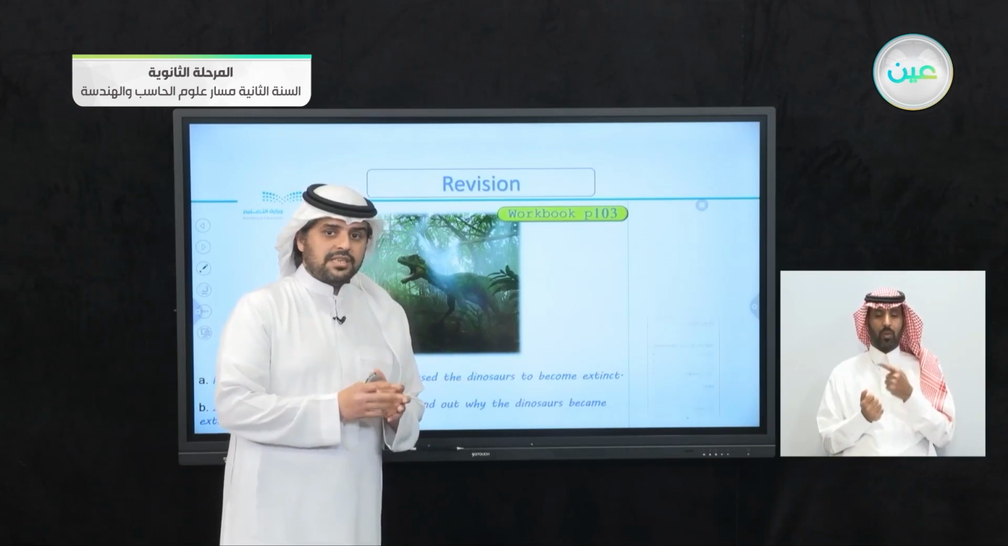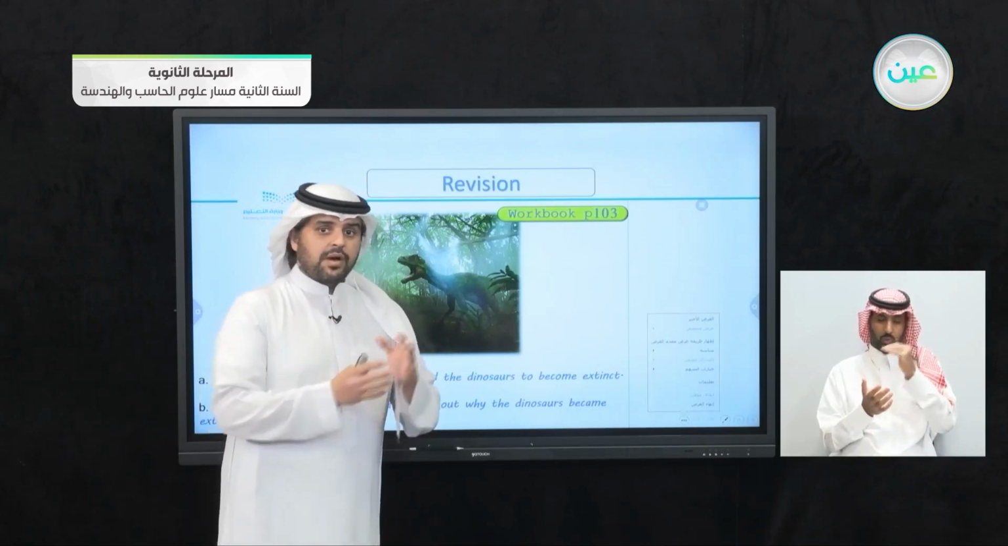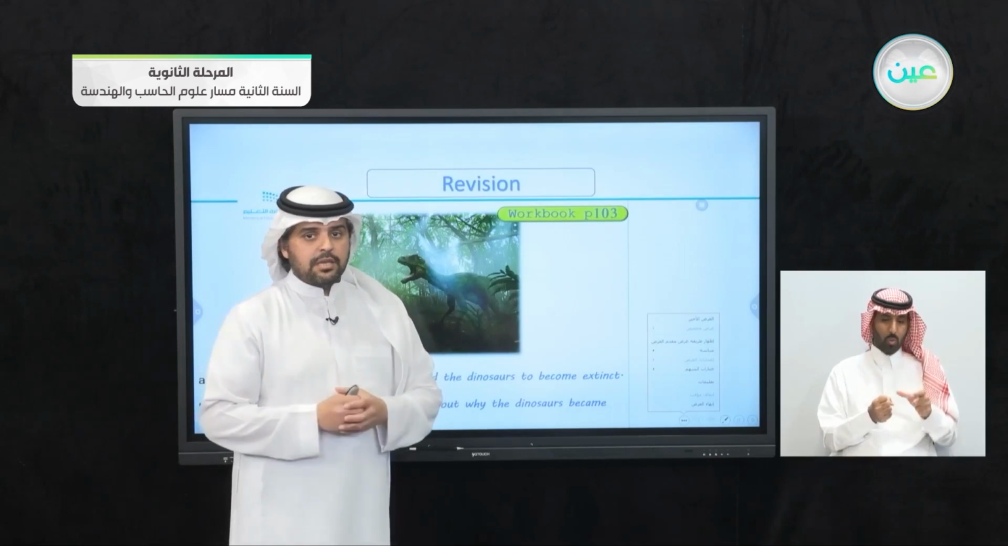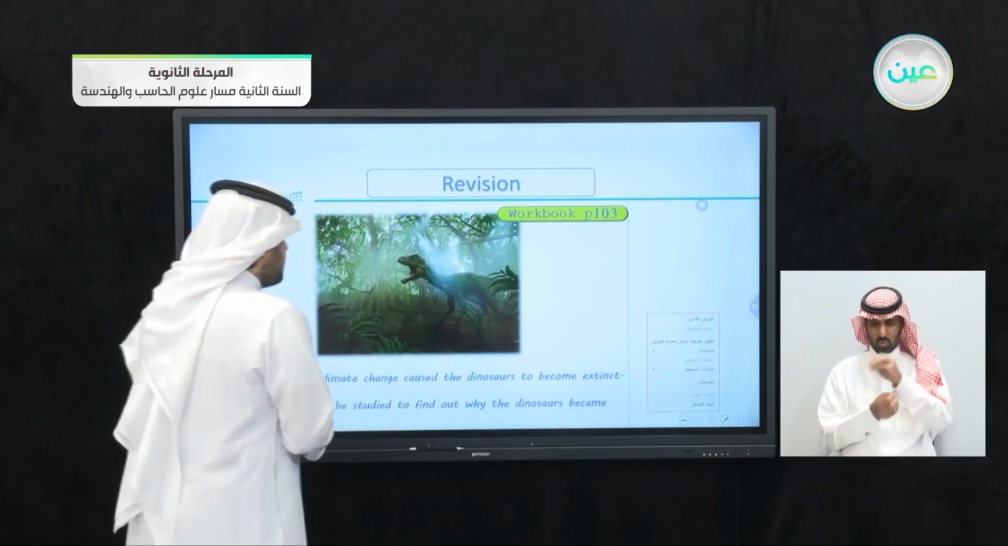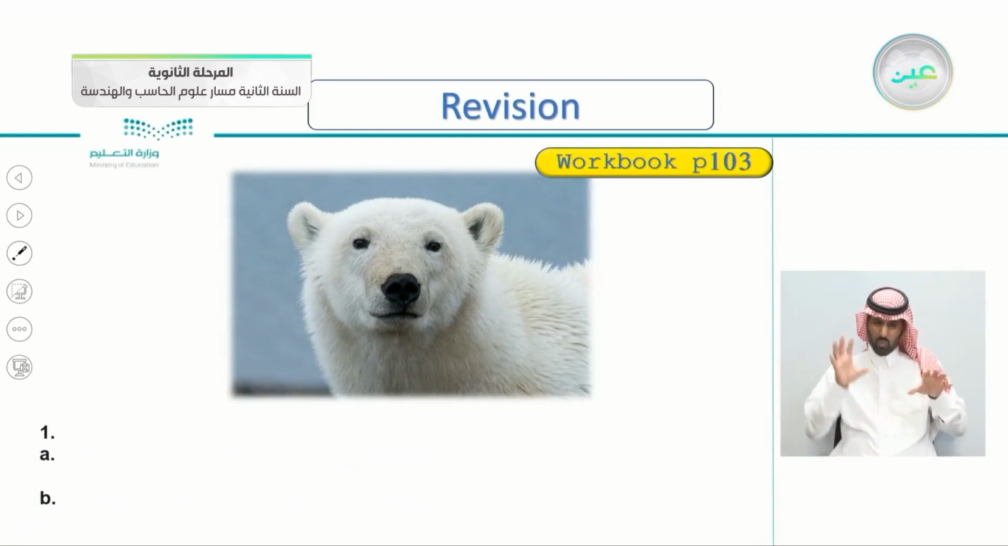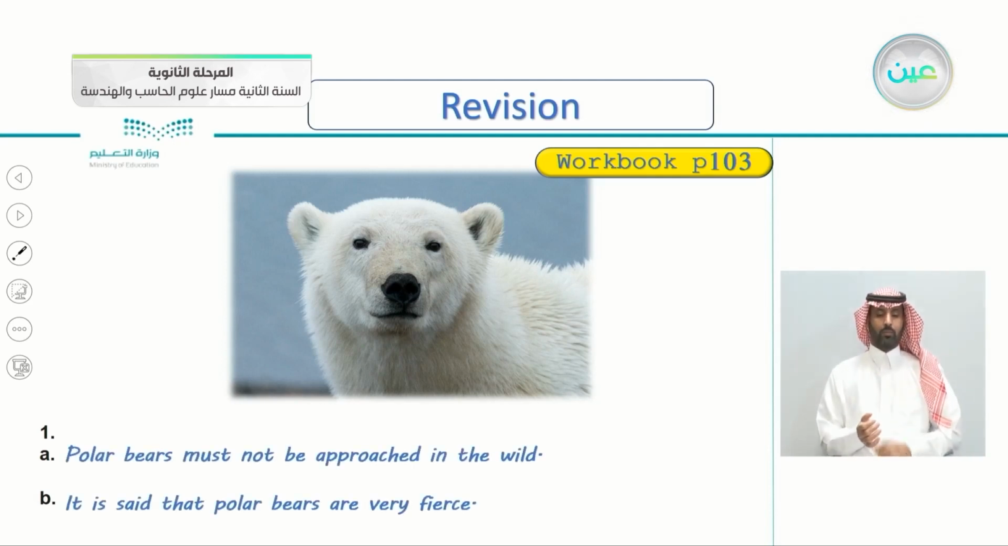Talk about each picture in 2 sentences, one with the passive form and the other with the passive reporting verb. So the next picture here is the polar bear. Polar bear. So give me 2 sentences, one with the passive form and the other with the passive reporting verb. Very good. But here I said polar bears must not be approached in the wild. And the other one, it is said that polar bears are very fierce. Or you can say, of course, it is believed that polar bears are very fierce.